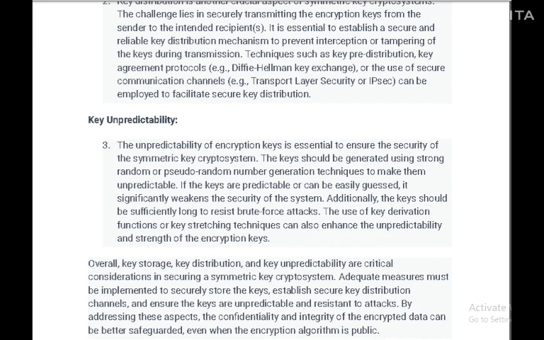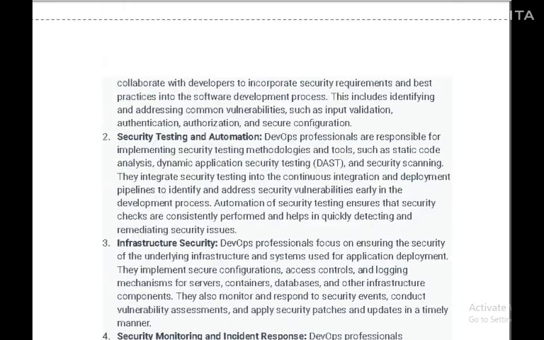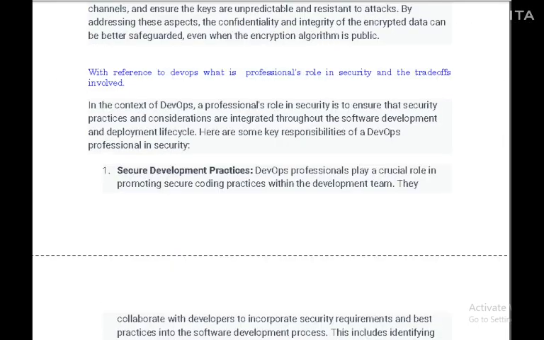Third is key unpredictability. We should generate the key for the encryption process in such a way that it is large enough to be unpredictable by an unauthorized user.